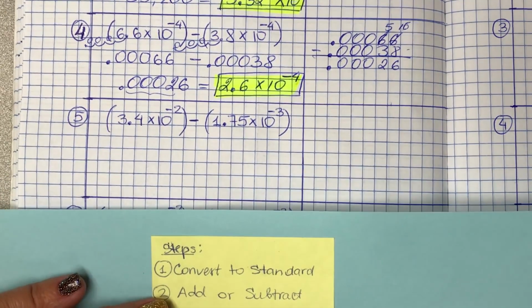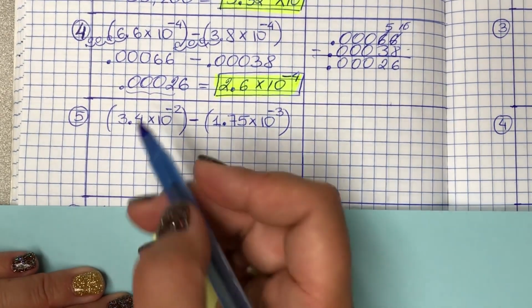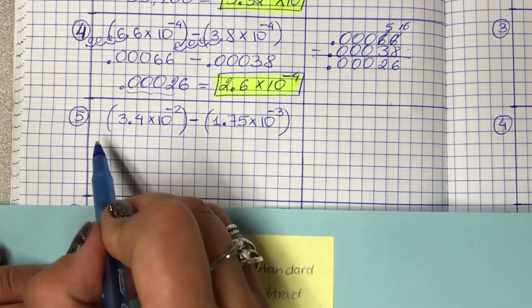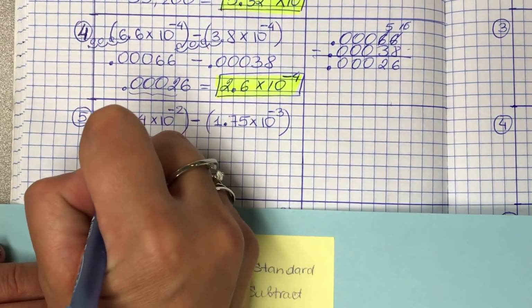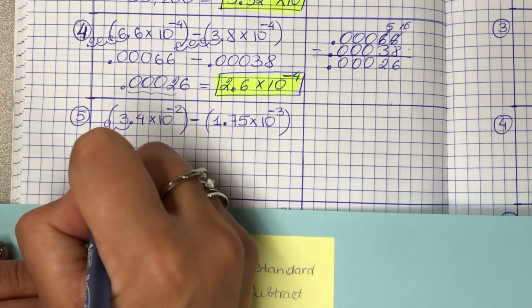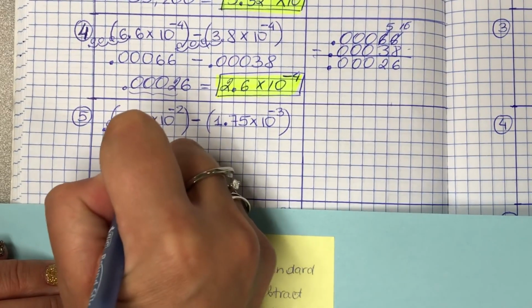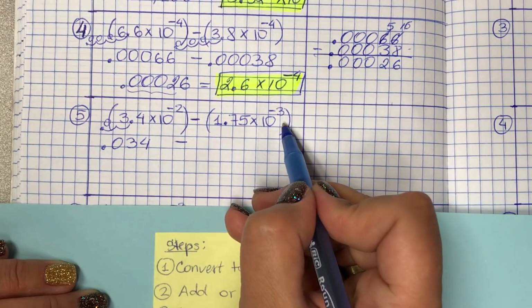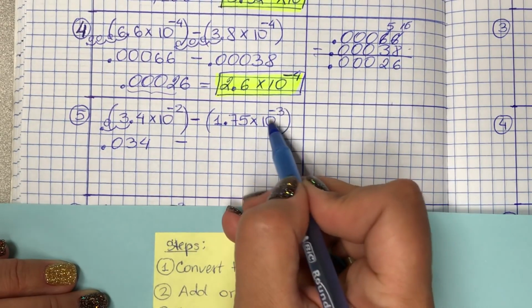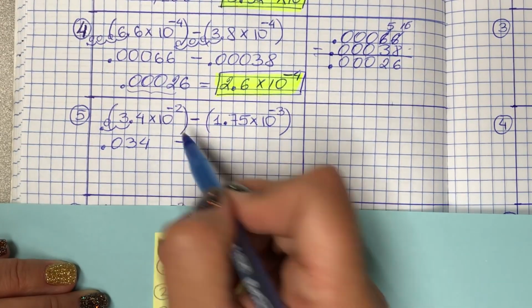Let's see another example. The negative 2 is the power of 10, so 3.4 divided by 10 two times, or move the decimal 2 times to the left. That will be 0.034. Changing to standard, 1.75 is division by 10 three times, or moving the decimal to the left 3 times.